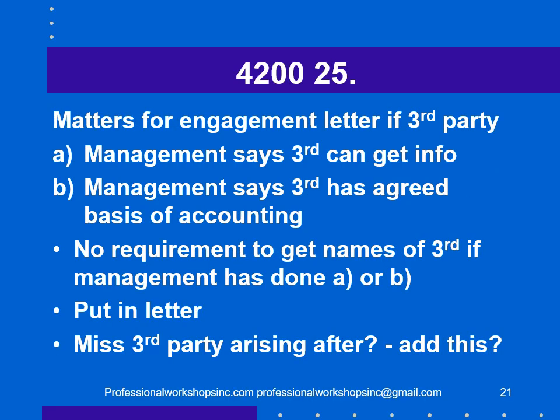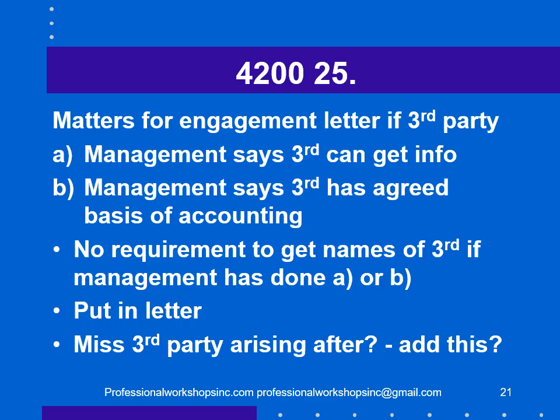Paragraph 25 matters for the engagement letter if there is a third party. And management has to make a couple of promises. They have to say, here is the third party, and we will provide them with any information they ask for. And management also tells us that the third party has agreed to the basis of accounting. The third party doesn't have to tell us they've agreed. Management has to tell us that the third party has agreed with management on the basis of accounting.